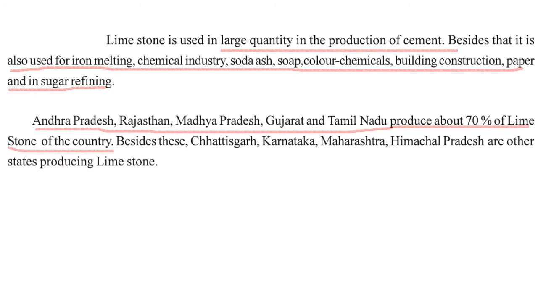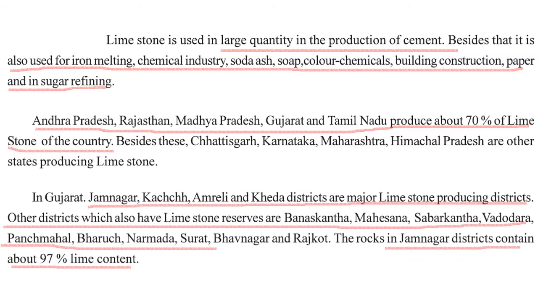Andhra Pradesh, Rajasthan, Madhya Pradesh, Gujarat, and Tamil Nadu produce 70% of limestone of the country. Besides this, other states also produce limestone in small quantities. In Gujarat, Jamnagar, Kutch, Amreli, and Kheda are the major limestone producing districts. The rocks in Jamnagar district contain about 97% of the lime content, meaning they are very rich as the lime.